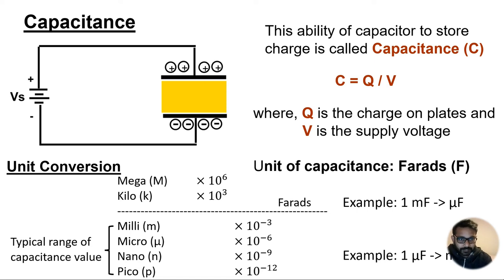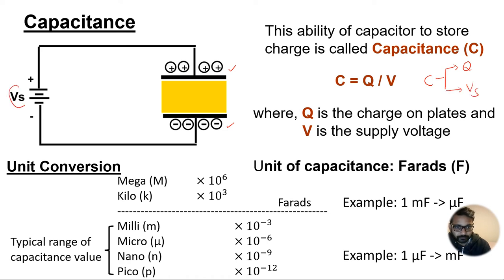Now the next thing is about capacitance. As I mentioned, capacitance is the ability of your capacitor to store charges, right? It is denoted by capital letter C. And capacitance again depends on two factors. It depends on the charge which the two plates are holding, and the supply voltage, right? So capacitance is directly proportional to the charge between the two plates. So the more the charge, the larger will be the capacitance, or its ability to store charge, right? And it is inversely proportional to the supply voltage.